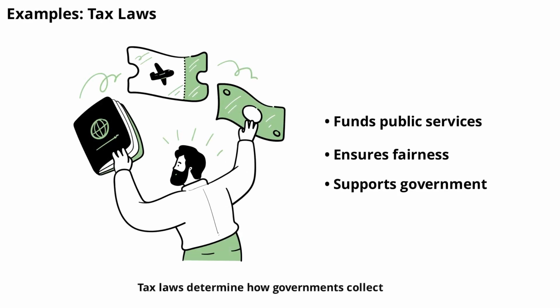Tax laws determine how governments collect revenue to fund public services like roads, schools, and healthcare. These rules ensure that everyone contributes their fair share and that resources are distributed to benefit society as a whole. Taxation is a fundamental part of how governments operate and provide for their citizens.